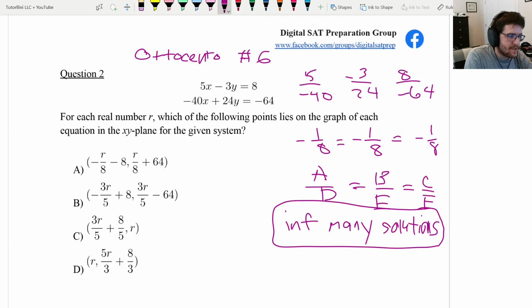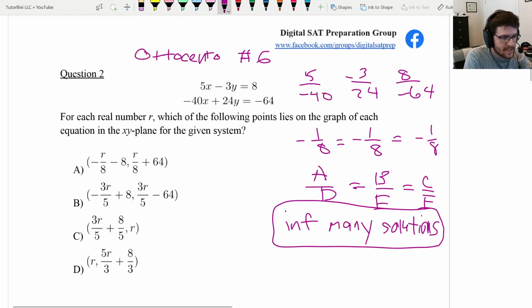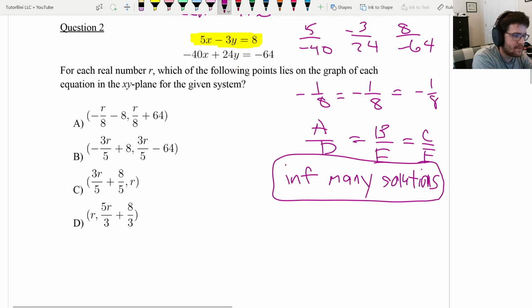Now, since they're the same line, they have infinitely many solutions. Really all we need to do is use one of the lines to test the points. Why don't we use the one with the smaller numbers, the top one? I feel like that would be less work if we're doing this completely by hand. So we'll do 5x minus 3y equals 8.